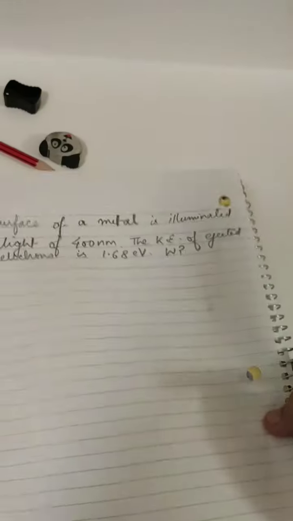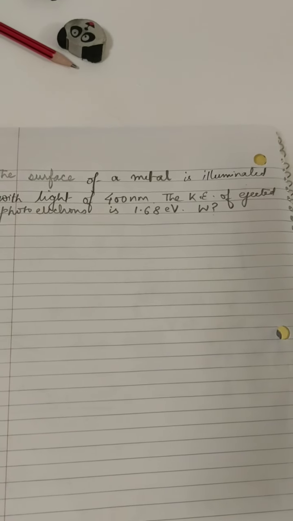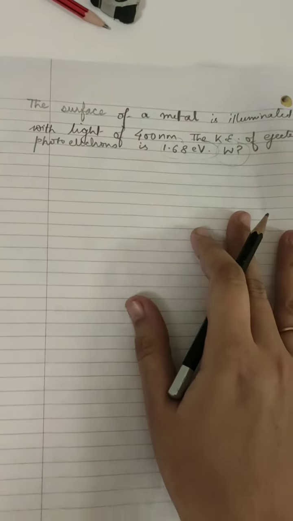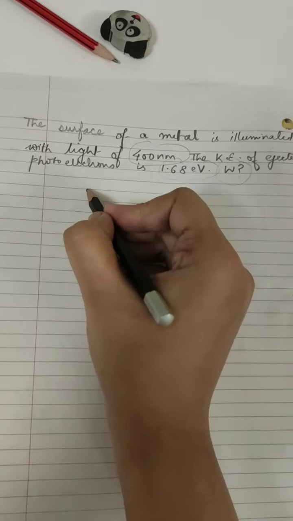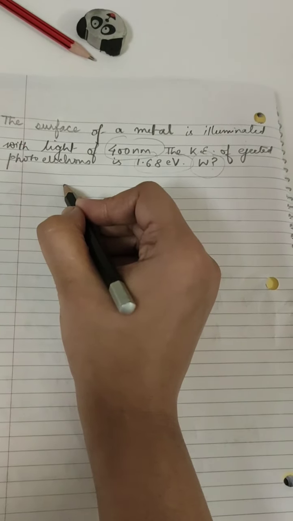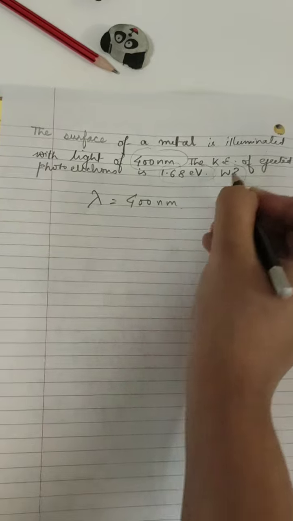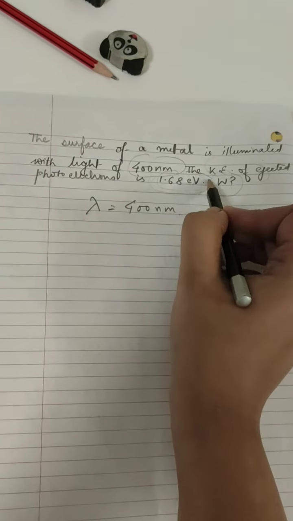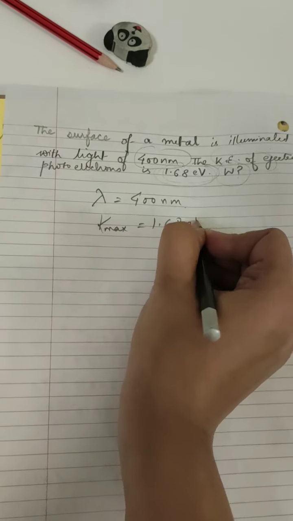Now the another question is, the surface of a metal is illuminated with light of 400 nanometer. Kinetic energy of the ejected photoelectrons is 1.68 electron volt. You have to find W. Okay, so surface of a metal, so lambda is given. That is 400 nanometer. Okay, kinetic energy is given. K max, kinetic energy of the photoelectrons is 1.68 eV. That is, K max is given 1.68 eV.